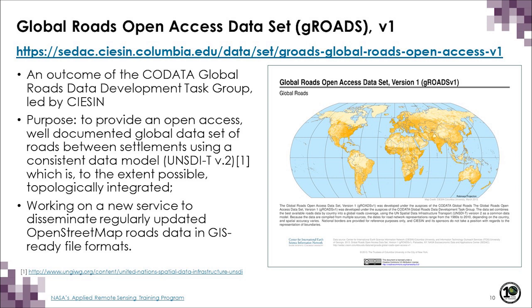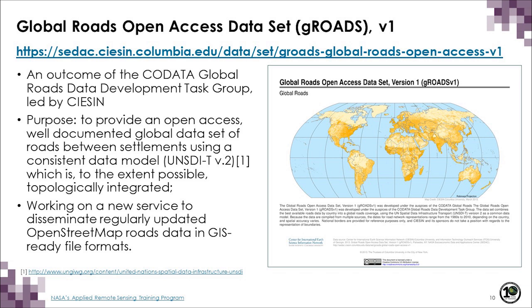Another infrastructure-related dataset is the Global Roads Open Access Dataset, or GROADS. It is an outcome of the CODATA Global Roads Data Development Task Group, led by CIESIN. Its purpose is to provide an open access, well-documented global dataset of roads between settlements using a consistent data model, which is, to the extent possible, topologically integrated. The final product is presented in the map to the right of the slide.